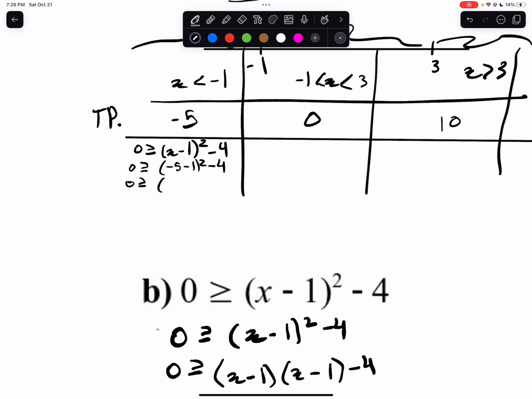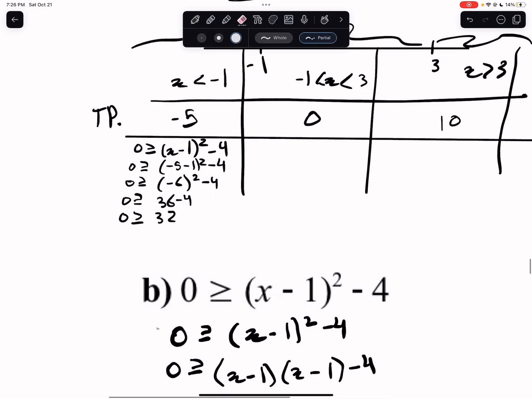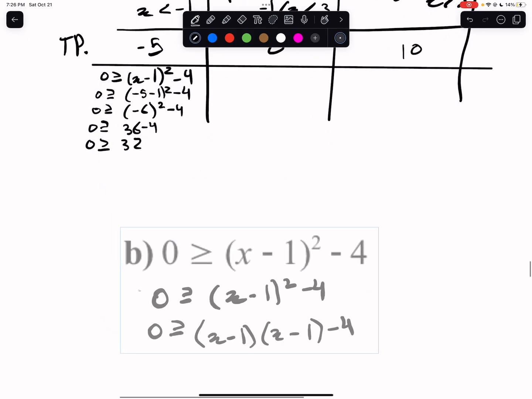Minus 5 minus 1 is minus 6. 6 times 6 is 36. 36 minus 4 is 32. So, is 0 greater than or equal to 32? That doesn't sound right, does it?